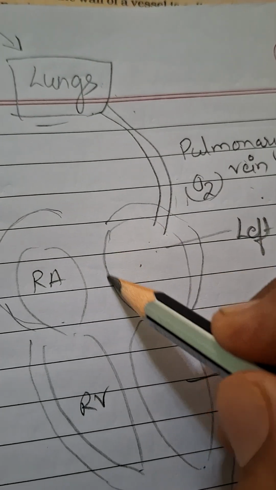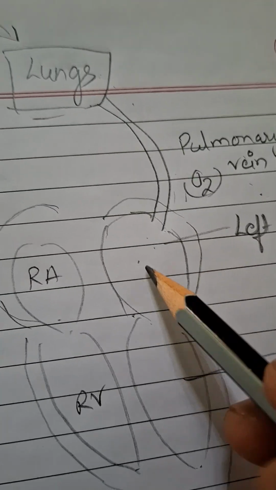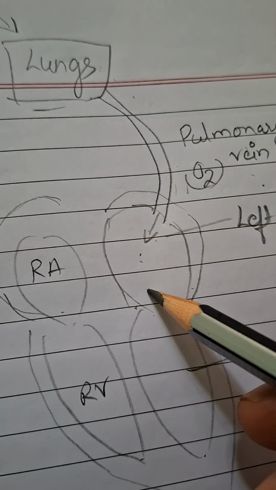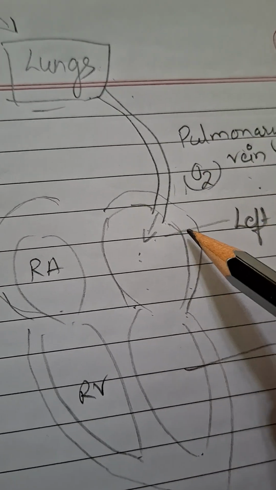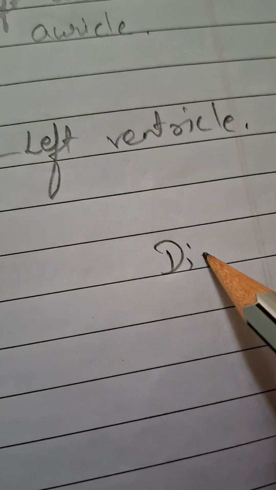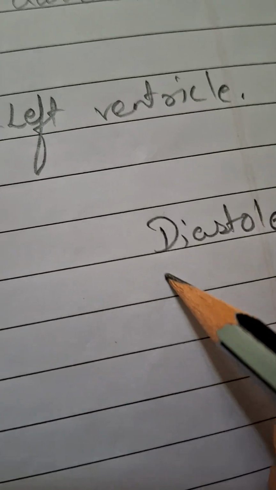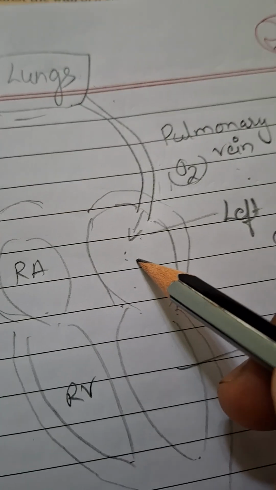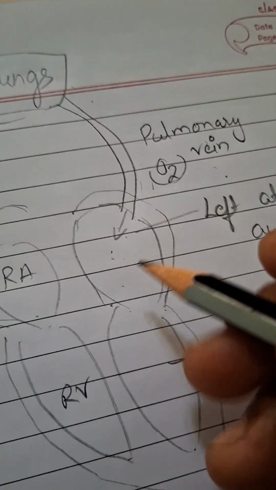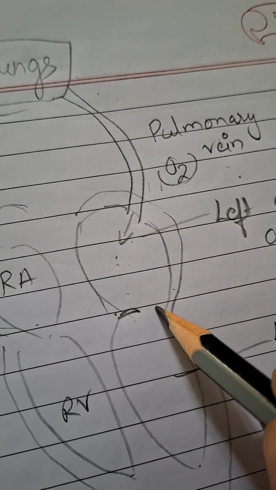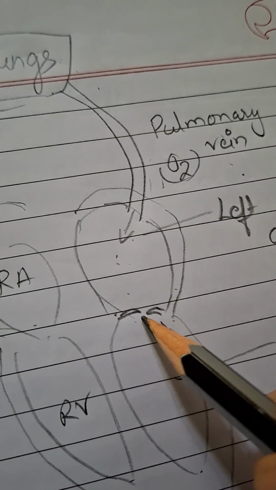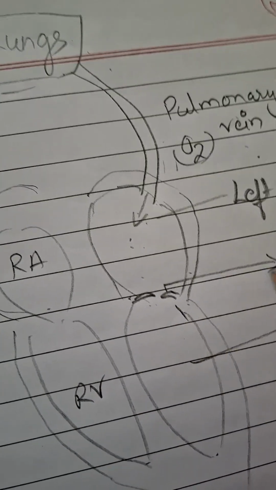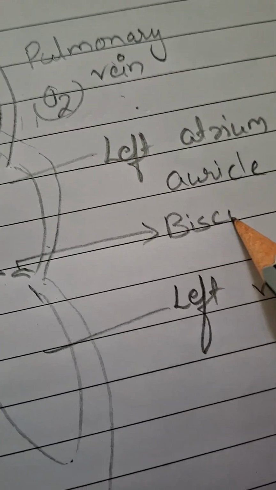Okay, now it is entering the left atrium. Now remember, when the blood is entering the chamber, that process is called diastole, or otherwise relaxation. That means the chamber is collecting the blood, so relaxing. Okay, now remember, these chambers are separated by valves. So on the left part, there is a valve, that is called the bicuspid valve.